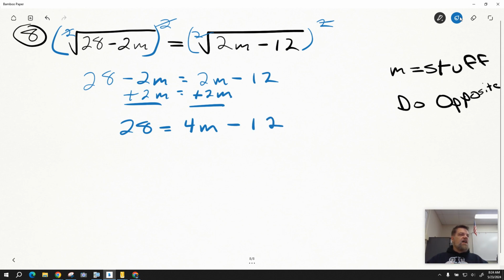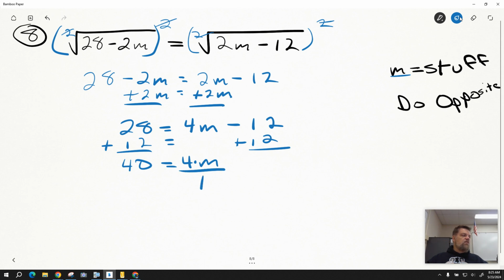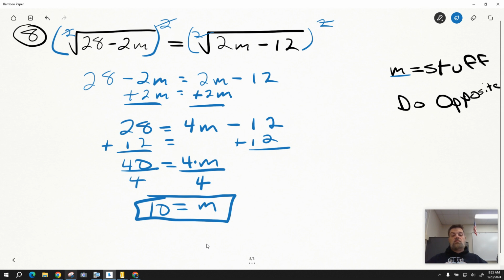I want to get m by itself and all the other stuff on the other side, so I'm going to add 12. Whatever I do on one side of the equal sign, I have to do on the other. This becomes 40 equals 4m. 4m means that you're multiplying 4 times m. To move the 4 away from the m, you do the opposite. You divide by 4. 4 divided by 4 is just 1. 1 times m is m. And then 40 divided by 4 is just 10. That's pretty easy.